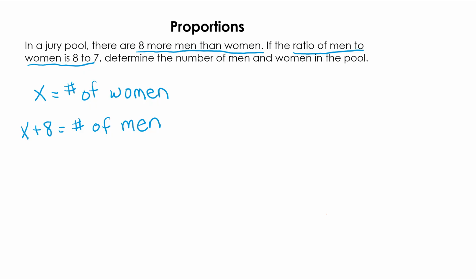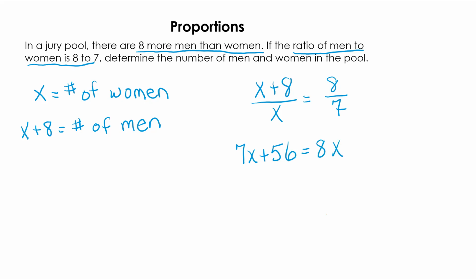And it says that the ratio of men to women is 8 to 7, and a ratio is just a fraction. So men, x plus 8, over women, x, is equal to 8 over 7. And now I would just cross multiply, and I'd have 7x plus 56 is equal to 8x, and then solve for x, and you get x equals 56. So there are 56 women, and 8 more than that is going to be 64 men.